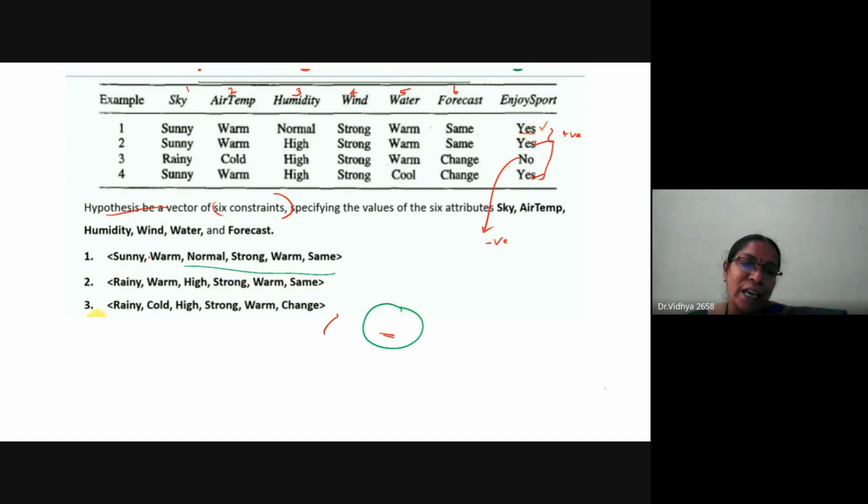Let us take the first hypothesis. This is hypothesis 1. We can develop our own hypothesis depending upon the attributes. Here I am taking sunny, which exactly matches sunny. Similarly, the second attribute is warm, which also matches warm. The third one is normal, which matches normal. The fourth one is strong, which matches strong. Then warm again matches warm, and same matches same. So all these 6 attributes exactly match the first example, so obviously it is a positive example, and we take the decision as positive.